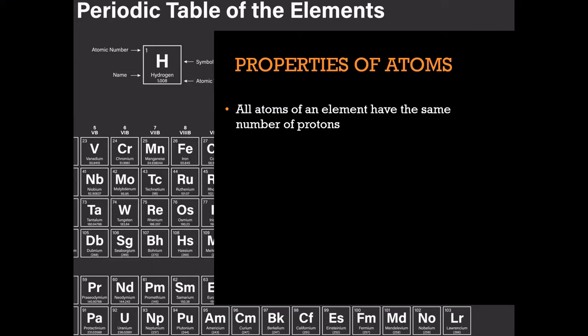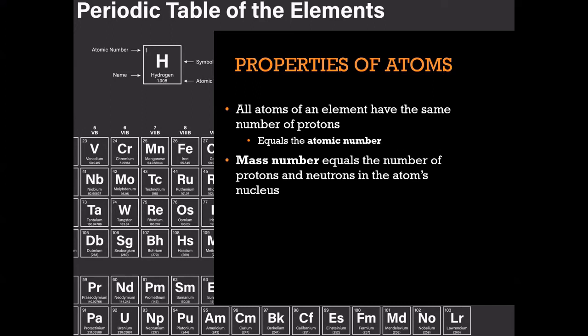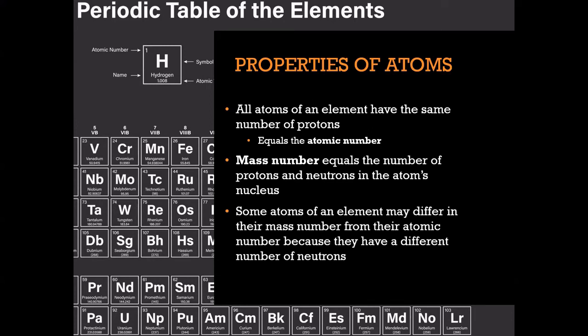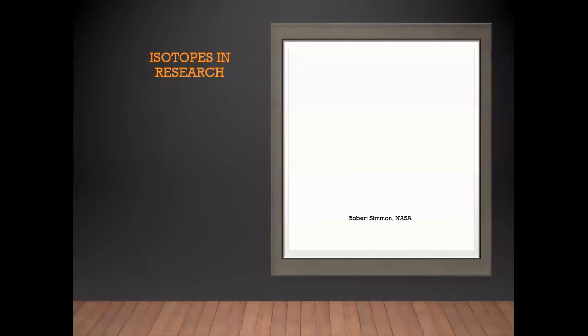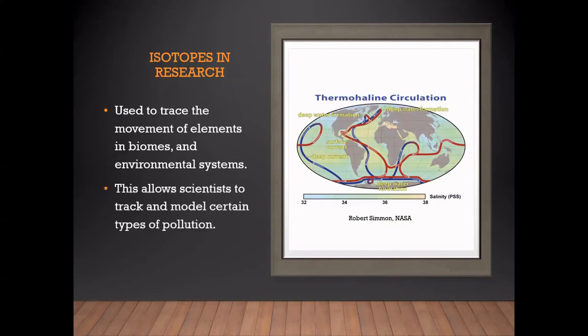All atoms of an element have the same number of protons. This equals the atomic number. The mass number equals the number of protons and neutrons in the atom's nucleus. Some atoms of an element may differ in their mass number from their atomic number because they have a different number of neutrons. These are called isotopes, and they may be radioactive or stable. We use isotopes in research to trace the movement of elements in biomes and environmental systems. This allows scientists to track and model certain types of pollution.